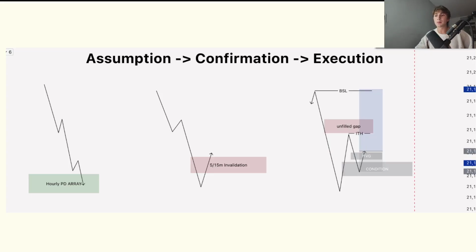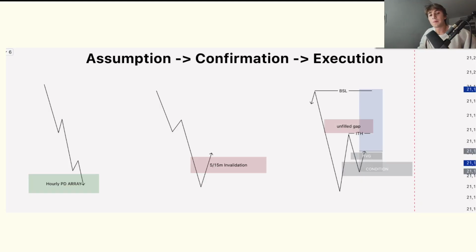Why? Let me explain this. If price is delivering lower and it hits an hourly PD array, keyword hourly, and we're executing on the minutes, then we want to find an intermediary, a middleman, to align the higher time frame assumption with our lower time frame execution, and that's what we call the confirmation, which we find in the condition. I hope you're listening. I hope you're picking up what I'm putting down here.